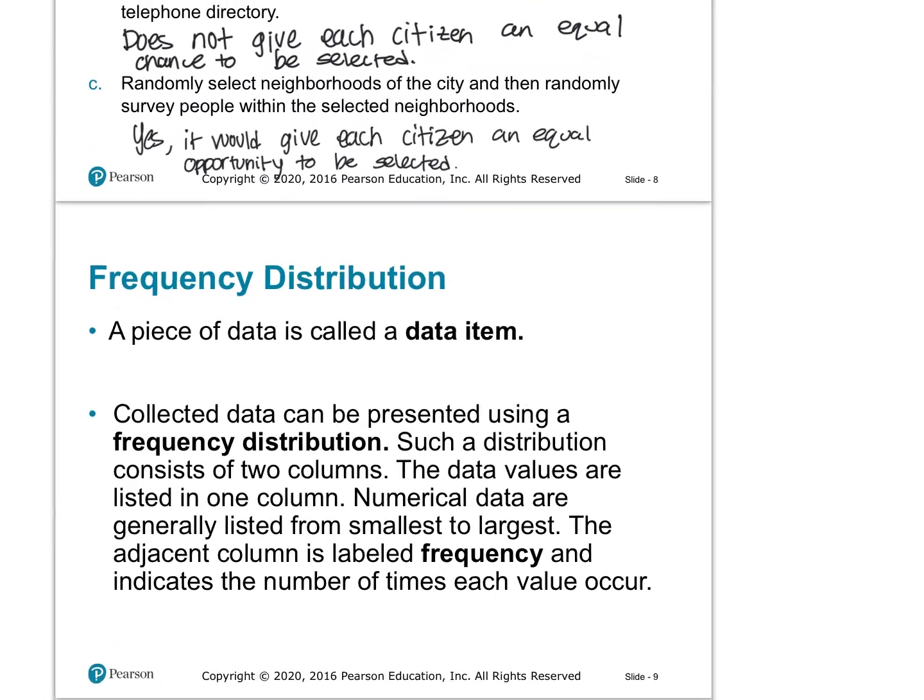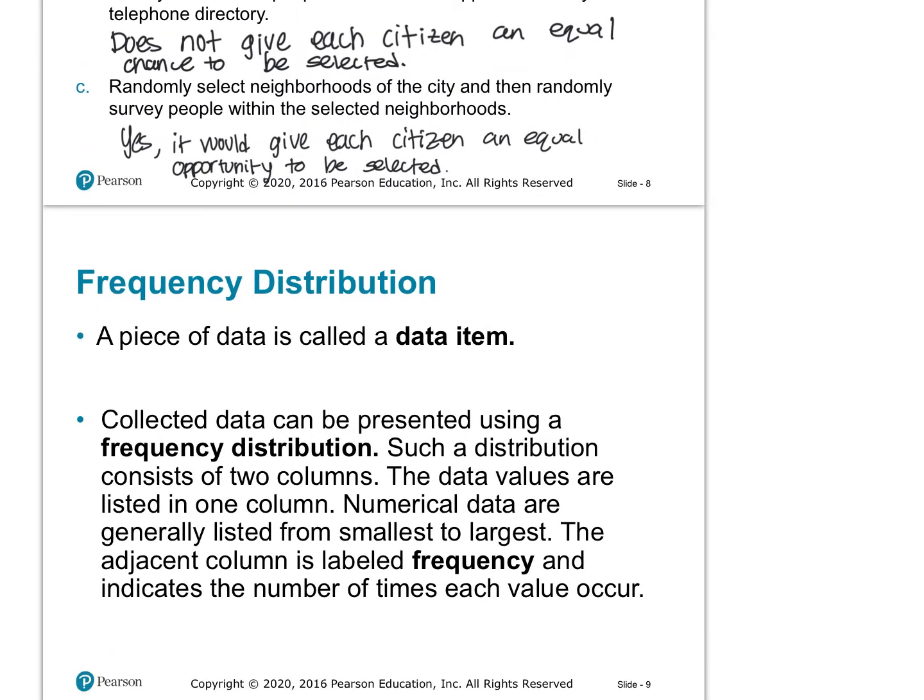All right, frequency distribution. A piece of data is called a data item, and collected data can be presented using a frequency distribution. Such a distribution consists of two columns. The data values are listed in one column, and numerical data are generally listed from smallest to largest. The adjacent column is labeled frequency and indicates the number of times each value occurs.